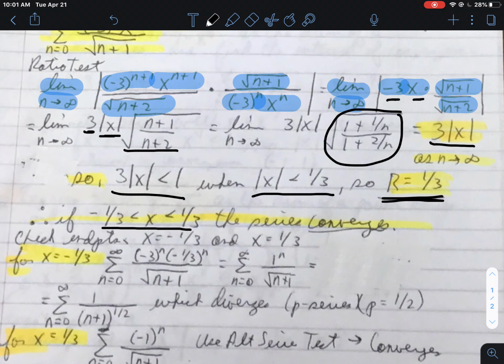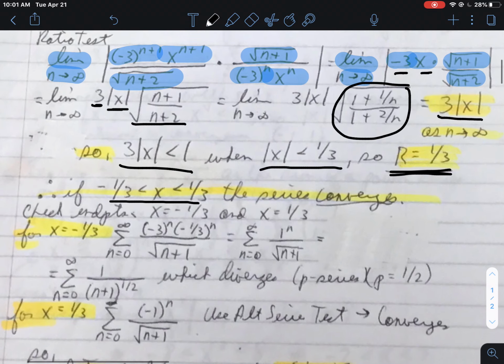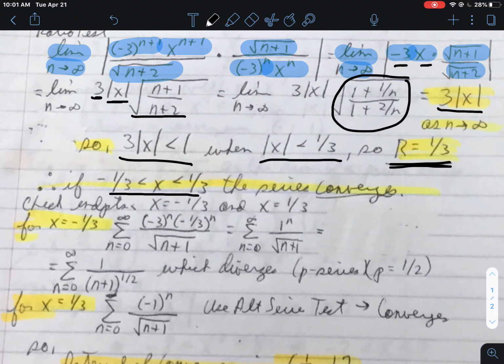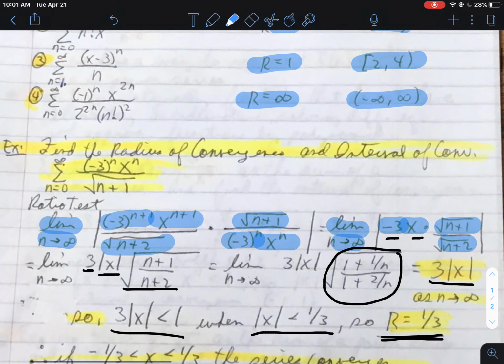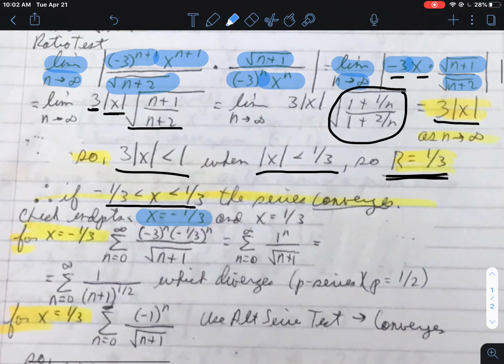Now, because again it's ratio test, I do have to check the endpoints, because where it's equal to 1 would be at negative 1/3 and positive 1/3. That's inconclusive, so I've got to check each individually. So for x equals negative 1/3, if I plug that into my original series, I've got negative 3 to the n times negative 1/3 to the n. Remember, it was negative 3 to the n times x to the n over the square root of n plus 1. So I'm plugging in negative 1/3 in place of x.